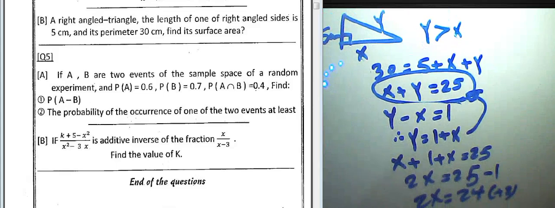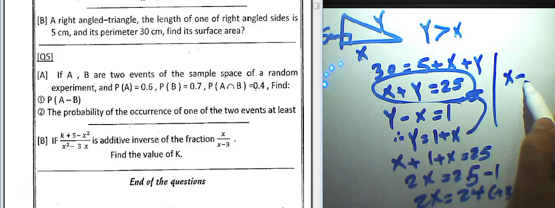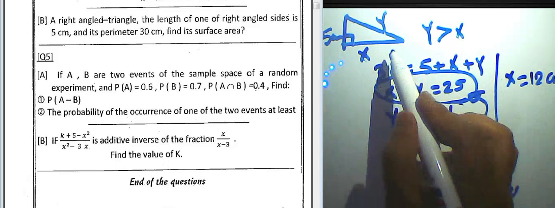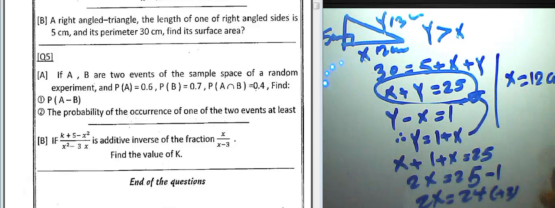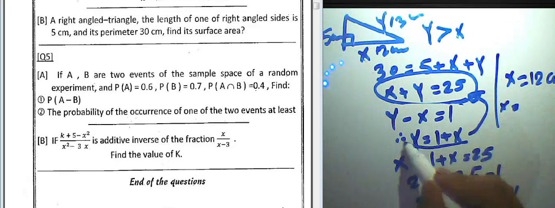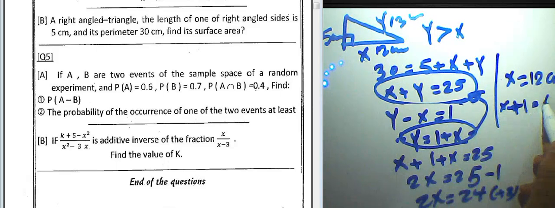Then x equals 12 centimeter. x will be 12 centimeter and y will be 13 centimeter, because x plus 1 equals y, then y equals 13 centimeter.